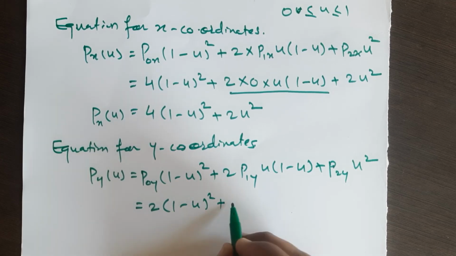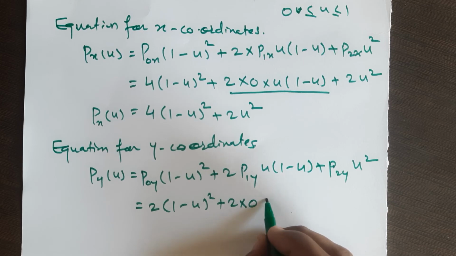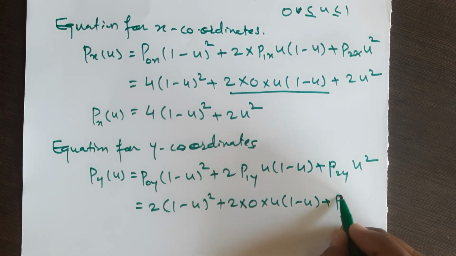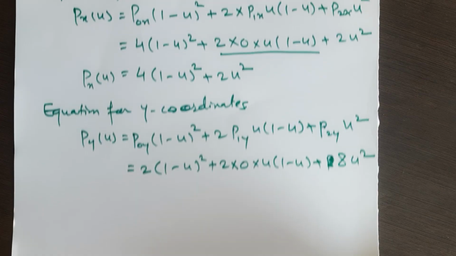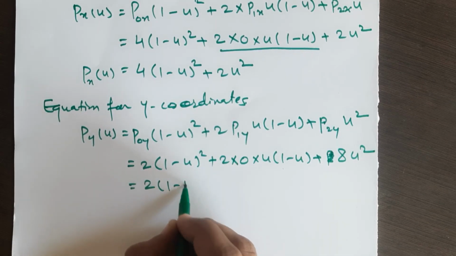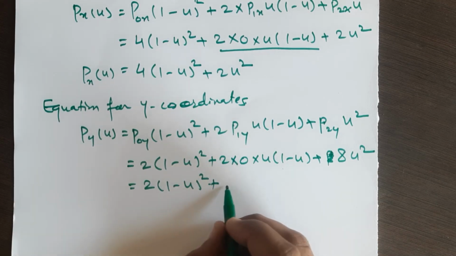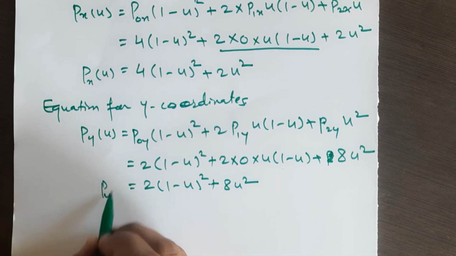Okay, now here P0y and P2y, these values we have to substitute, so it is 2 into 1 minus u square plus 2 into 0 into u 1 minus u plus P2y is 8 u square. Okay, so your equation will become 2 into 1 minus u square plus, now this complete term will become 0, 8 u square. Okay, so this is Py of u.